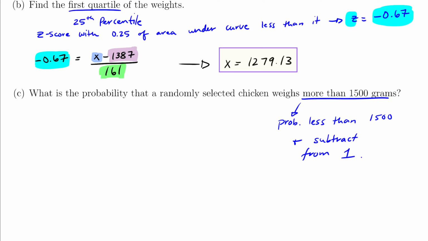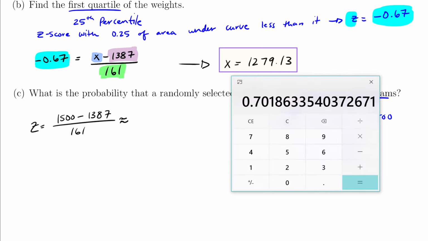Now before I can even go to the table, I need to turn this 1500 into a z-score. So I've got the data value of 1500 minus the mean of 1387 divided by the standard deviation of 161, and remember we'll round that to 2 decimal places. And we get a value of 0.70 as my z-score. Let's find the area in the chart.